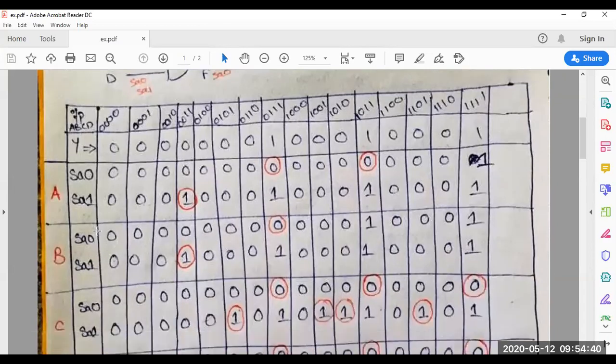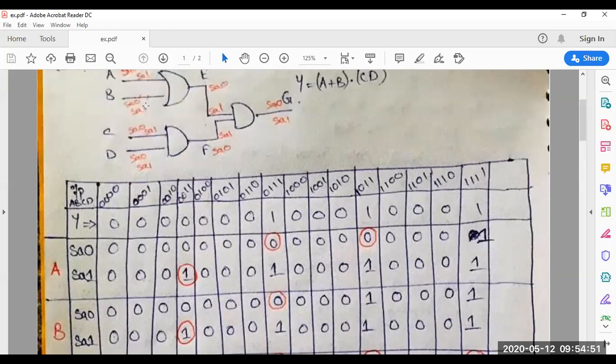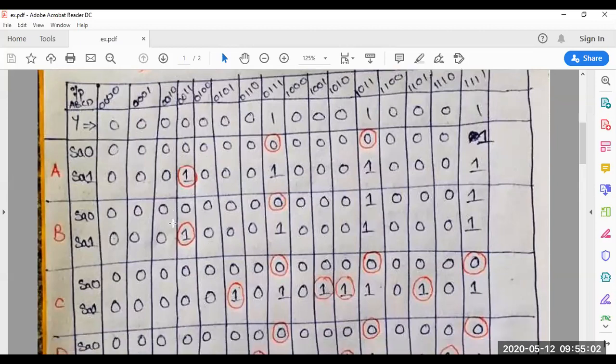And next, when I come to the case of stuck at 0 for the B input, for this circuit I've taken the same case, stuck at 0 for the B input. So I have a change at the 0, 1, 1 pattern, which is said to be the faulty, and the rest are similar. In the same way for stuck at 1, the output is said to be changed at 0, 0, 1, 1.